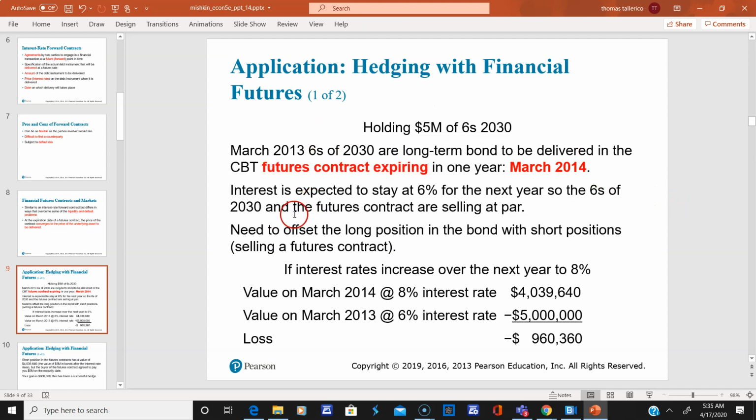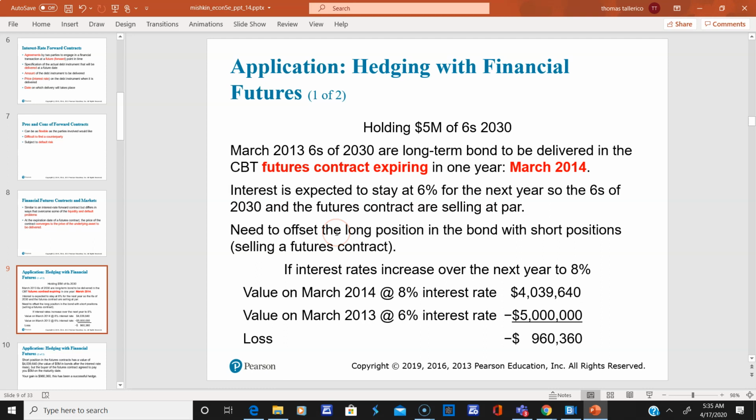All right, so you can see interest is expected to stay at 6% for the next year. So the sixes of 2030 in the futures contract are selling at par. Selling at par, obviously, you should know, means it's at its face value, okay? That's its face value.